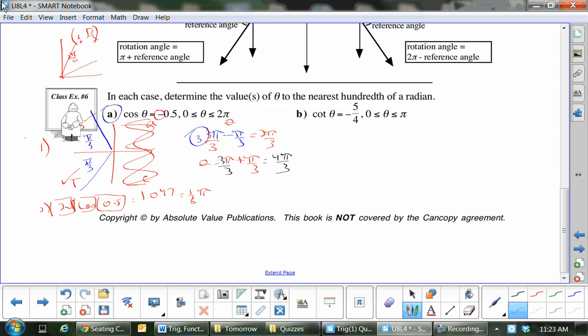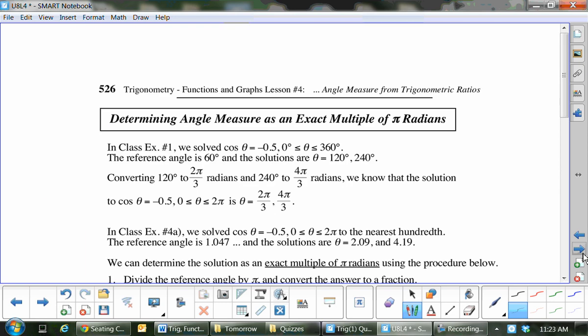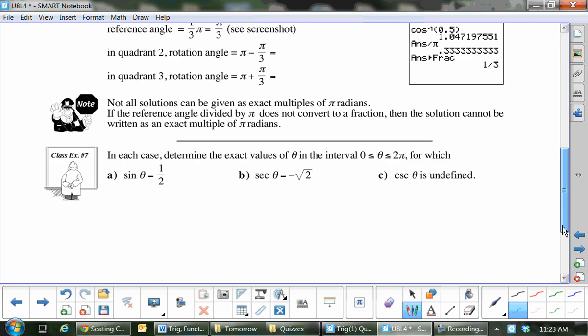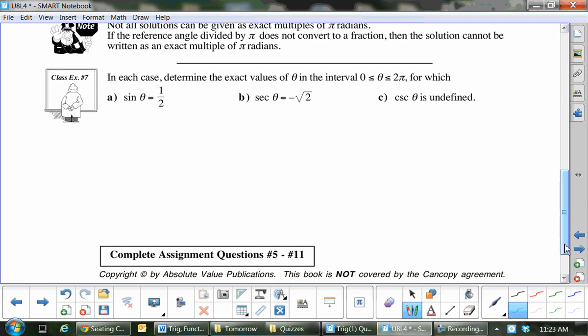Okay, next page. We actually did which one much harder than A. Let's do B. Secant theta equals negative root 2.